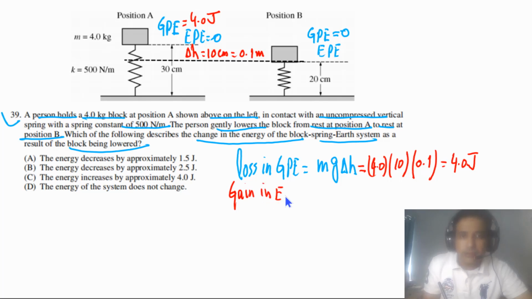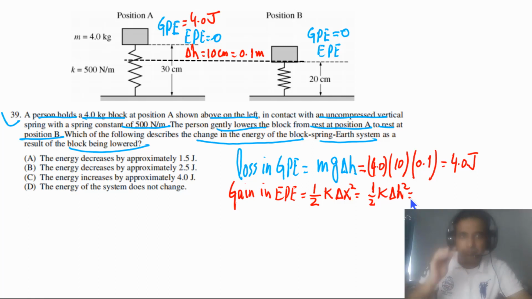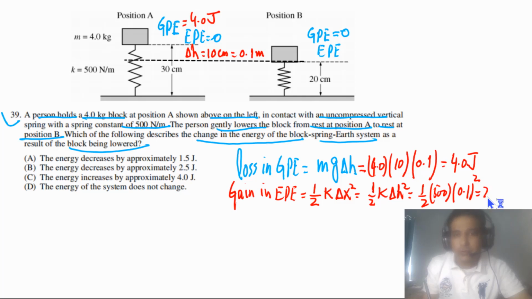We can also calculate the gain in EPE. Gain in EPE will be equal to 1/2 K times delta X squared. But delta X in this case means how much the spring has been compressed, that is equal to delta H. So we can say this is equal to 1/2 K times delta H squared. This much the spring has been compressed. So we have the value of K, that is equal to 500, and the value of H, that is 0.1 squared. If we solve this, we will get 2.5 joules.